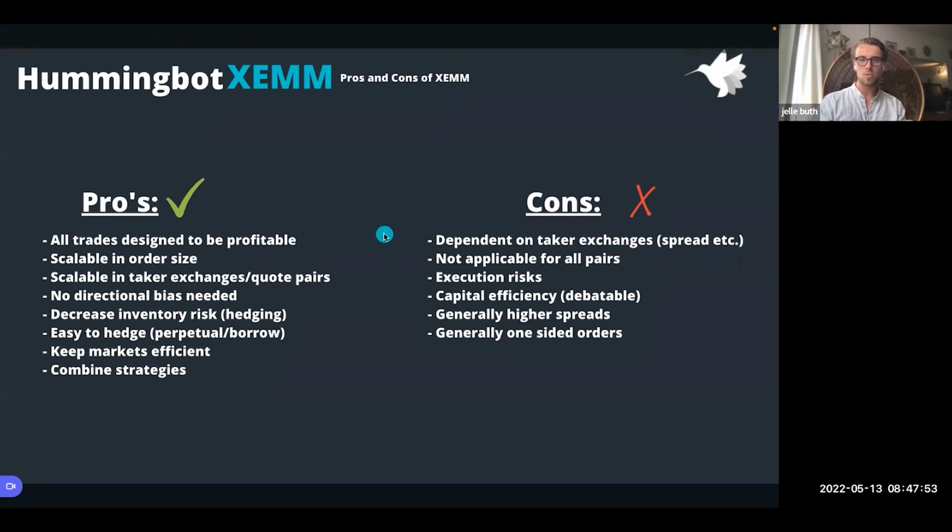Some of the cons, to summarize: you're really dependent on a taker exchange and the spread of this taker exchange.